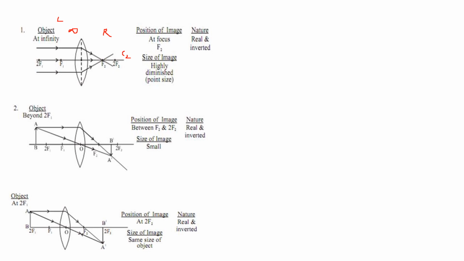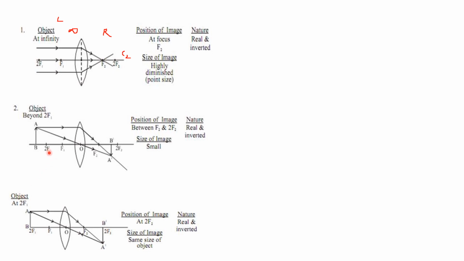Coming to the next, now you can see the object has come a little closer. Initially the object was at infinity, we couldn't see the object. Here the object has come a little closer, but it is beyond 2f1. 2f1 is nothing but the center of curvature 1. This is the center of curvature.